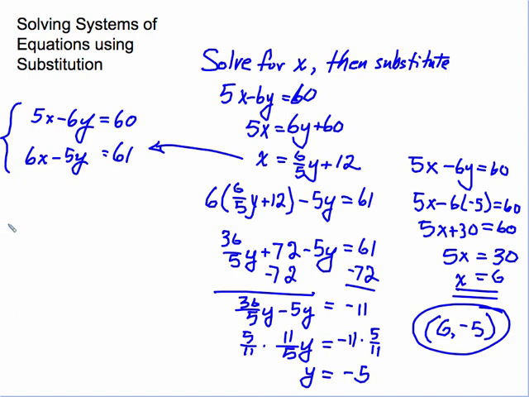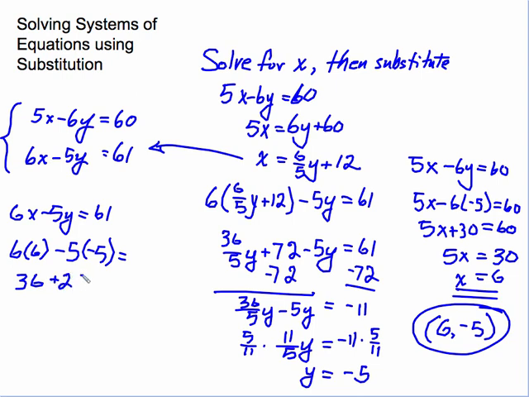We check this in the second equation. We can use 6x minus 5y equals 61. X is 6, so this will be 6 times 6 minus 5 times negative 5. That will be 36 plus 25, and that indeed equals 61. So we have checked. So there's our solution. Again, it's not the best method, but if you have no other method, this is the way you've got to do it. Okay, and that ends the video.